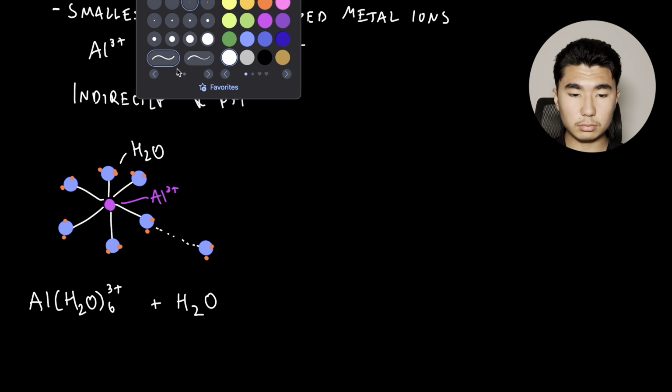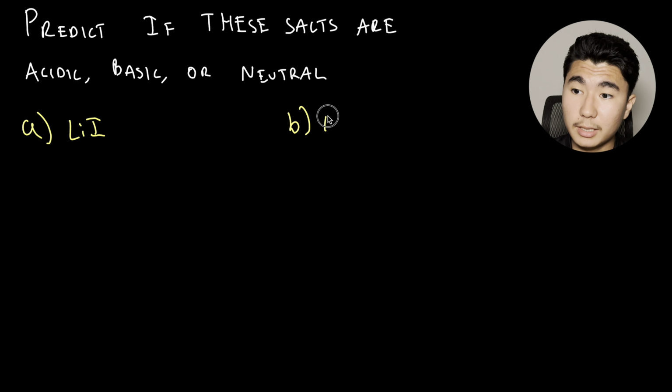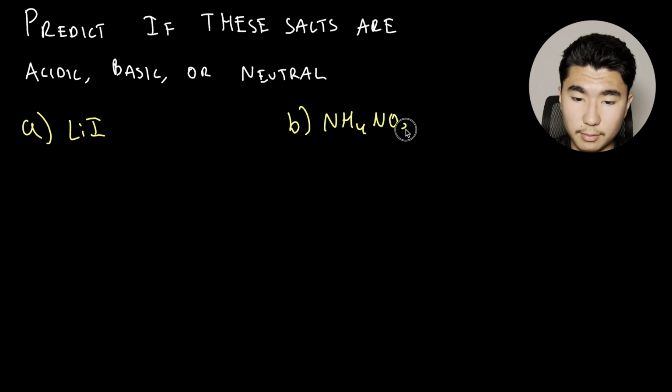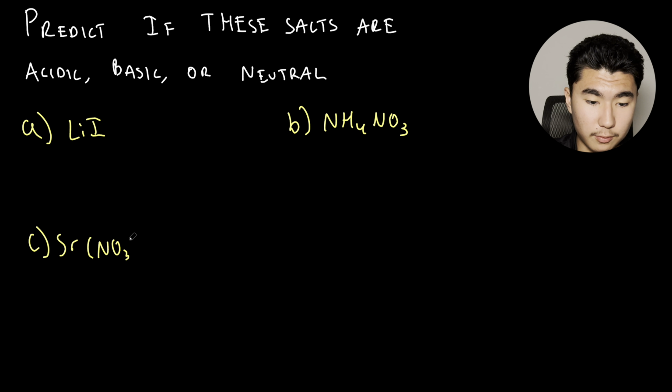and let me just change the color over here. So one of them is LiI, lithium iodide, I believe that's how you pronounce it. Then over here we have B, NH4NO3. Then we have C, Sr(NO3)2. D, we have KNO2, and E, we have NaCN.